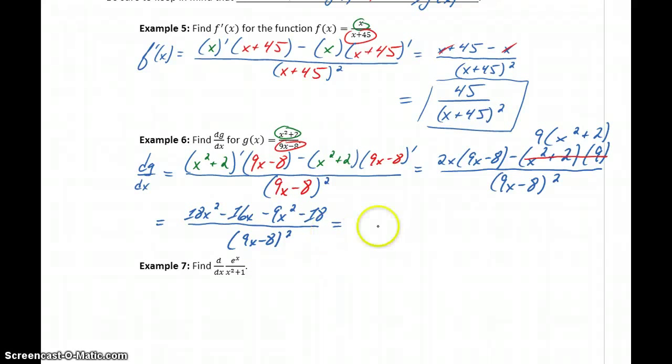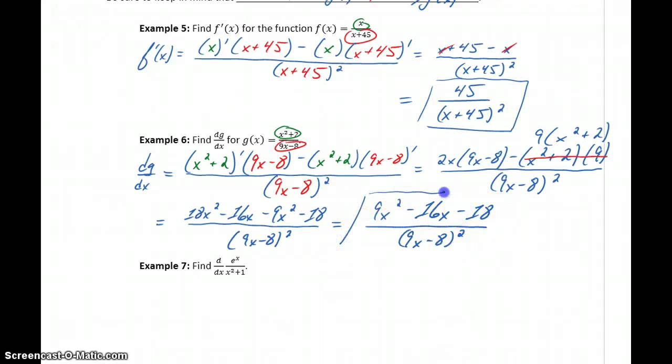So simplifying any like terms in the numerator, the 18x squared minus 9x squared will give us positive 9x squared minus 16x minus 18, over still 9x minus 8 squared. The expression in the numerator can't be factored, so we're not going to be able to cancel anything with the denominator, meaning this leaves us with our final result.